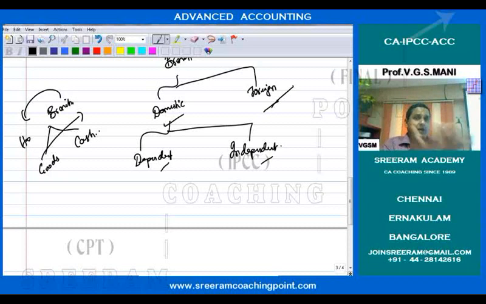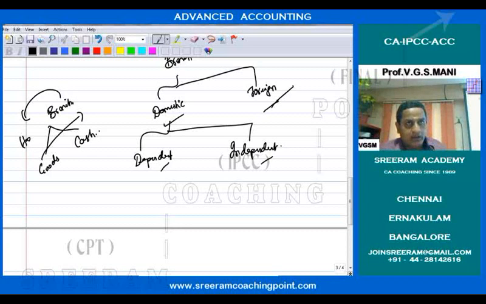Head office will be separately sending a check. For example, in Ernakulam, this month they need to pay salary and rent, so they will send an email to us: Sir, this month we need to pay salary and rent, totally 10,000 is the expenses, please send a check. Then we will send a check of 10,000 to Ernakulam from here.